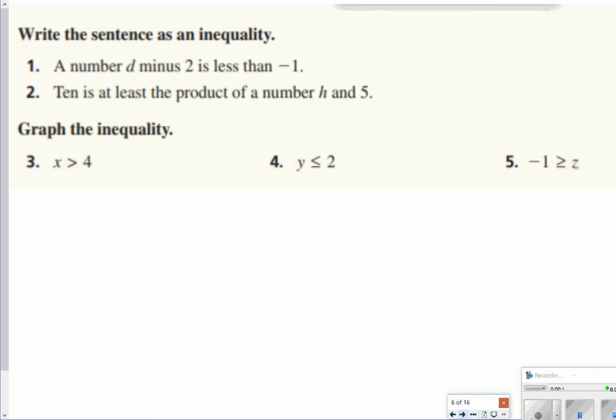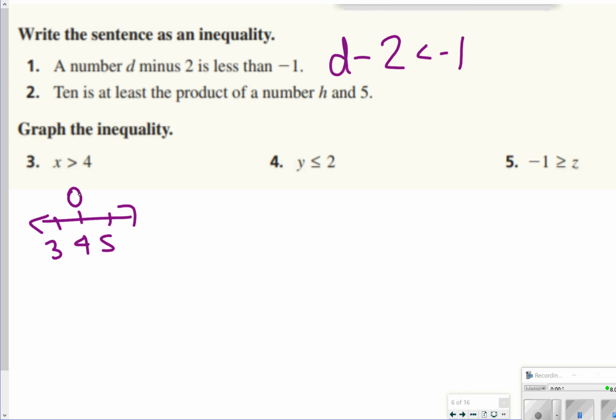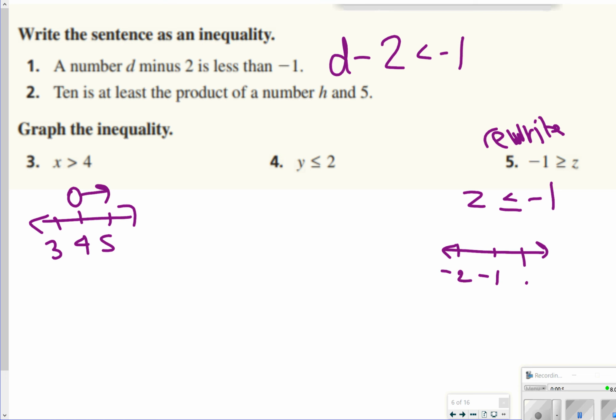Number 1 says a number d minus 2 is less than negative 1. That one's really easy. You just write d minus 2 is less than negative 1. For numbers 3 and 5, you're just graphing the inequality. 4 is right there in the middle. 3 is an open circle pointing to the right. For number 5, I would recommend rewriting. So z is less than or equal to negative 1, which means you'll have negative 1 in the center of your graph with a closed circle and pointing left.